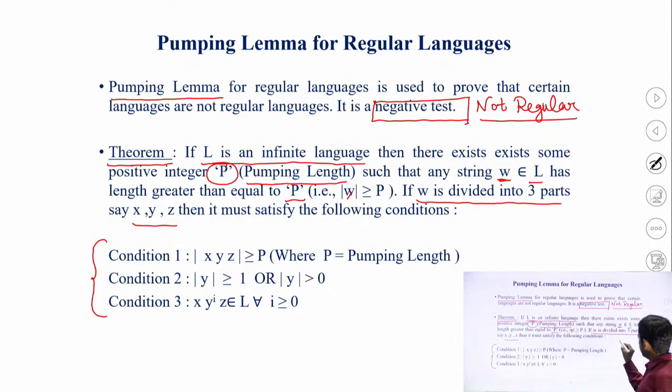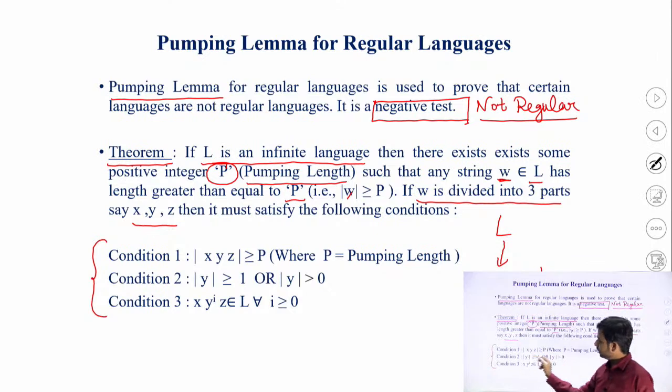So there is a language L. In this language there are various strings. There is some string w, and w belongs to language L. There is some pumping length p. Then mod of w is greater than or equal to p, and it must satisfy these three conditions.